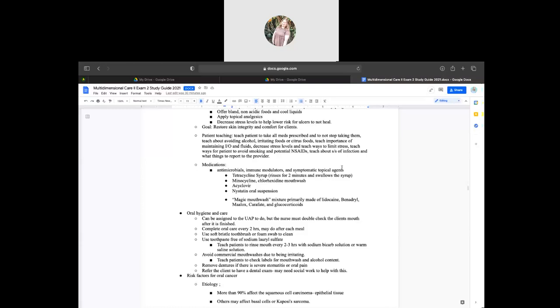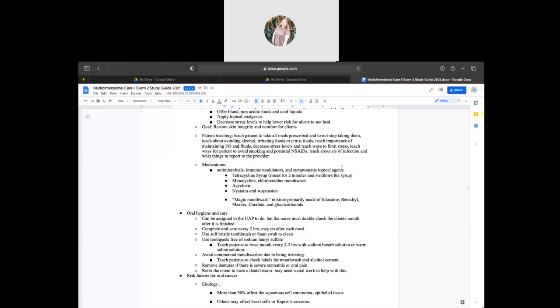You can use a soft bristle toothbrush or foam swab. Remember, when brushing the teeth, never go hard at the teeth. Be very gentle. Often they're going to be in a lot of pain. And also, if we have bleeding, that could be an opportunity for infection to enter the bloodstream, and we don't want that. So be very gentle. Remember, you want to have toothpaste free of sodium lauryl sulfate or any alcohols. They can use mouth rinses every 2 to 3 hours, sodium bicarb, warm saline. Remember, no alcohol content, because alcohol can be irritating.